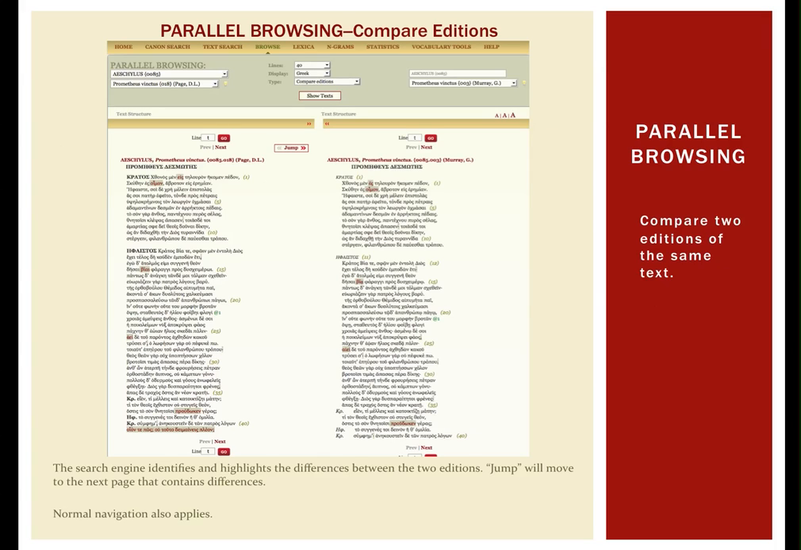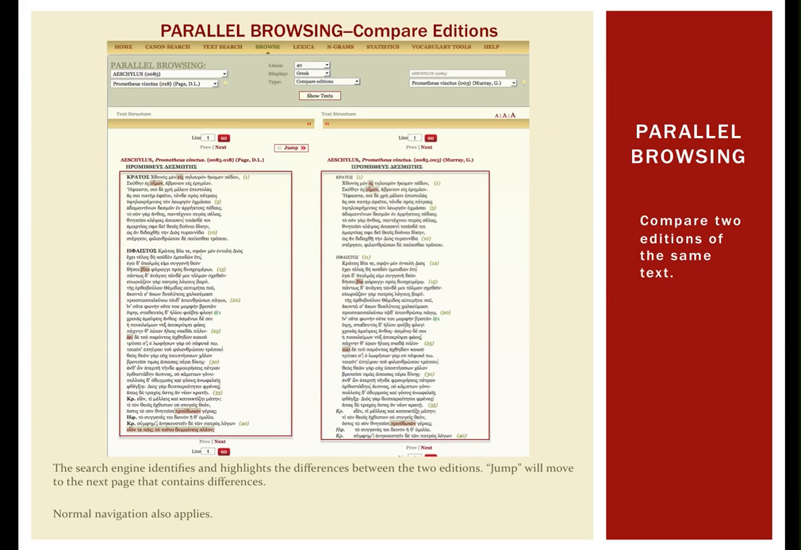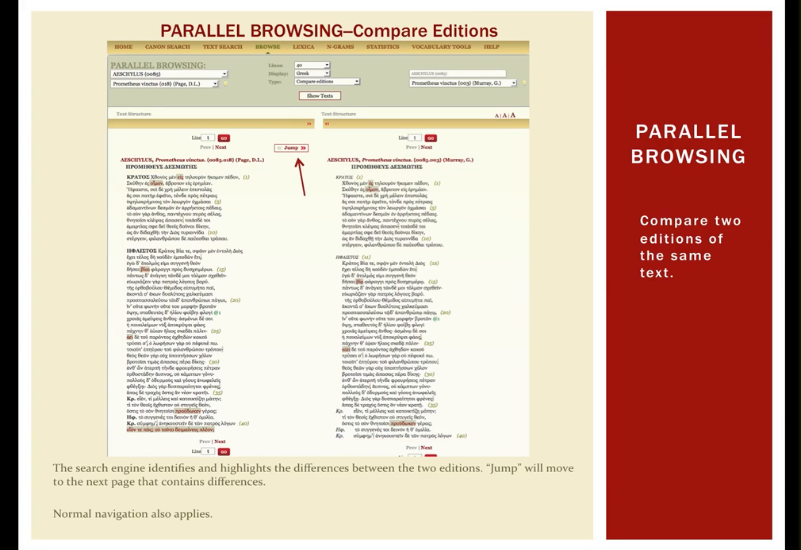Parallel browsing, compare editions. The search engine identifies and highlights the differences between the two editions. Jump will move to the next page that contains differences. Normal navigation also applies.